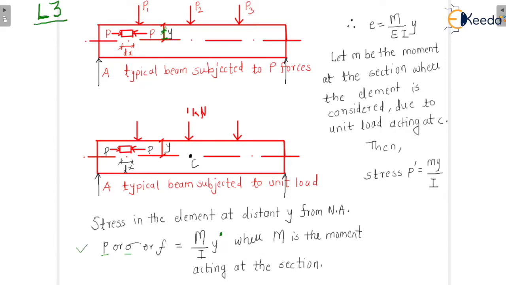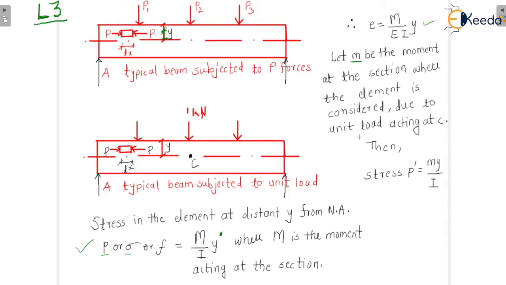When stress is given like this, what is the strain? The strain in the element due to the given system of forces is equal to M by EI into y. When stress is this, then strain is like this. So we have to remember these two basic formulas. Now let small m be the moment at the section where the element is considered.